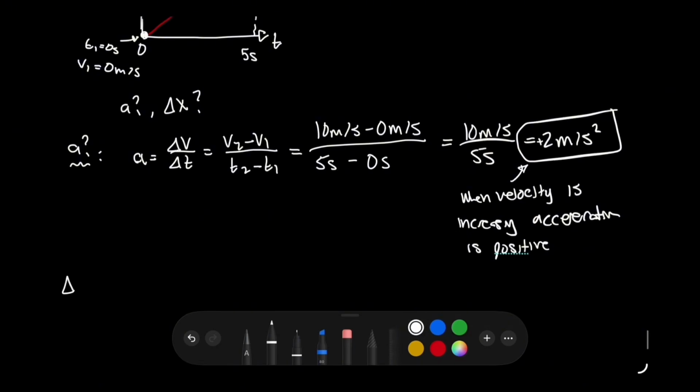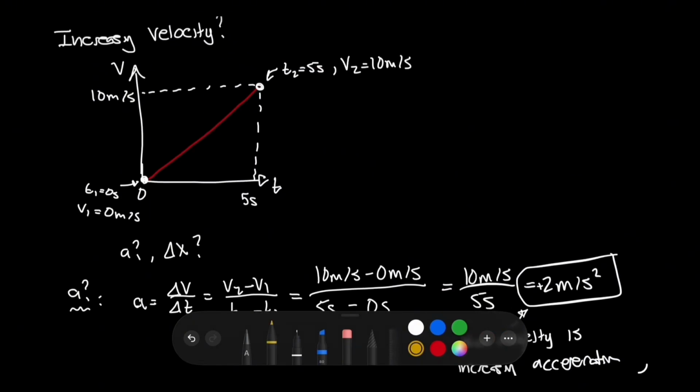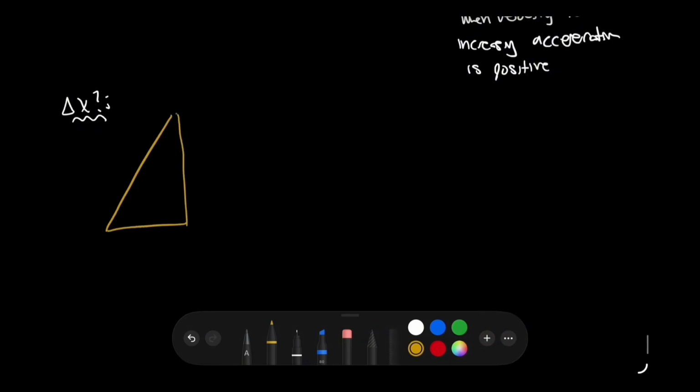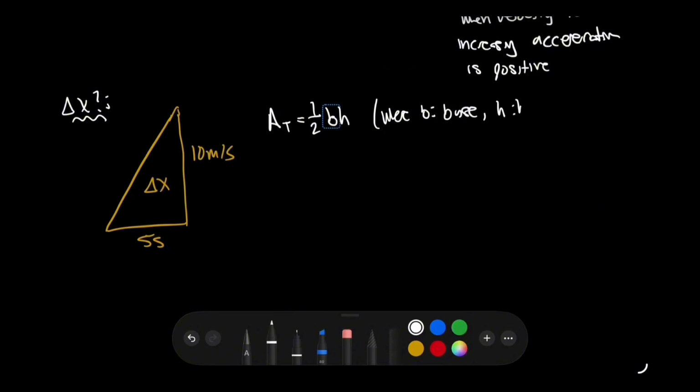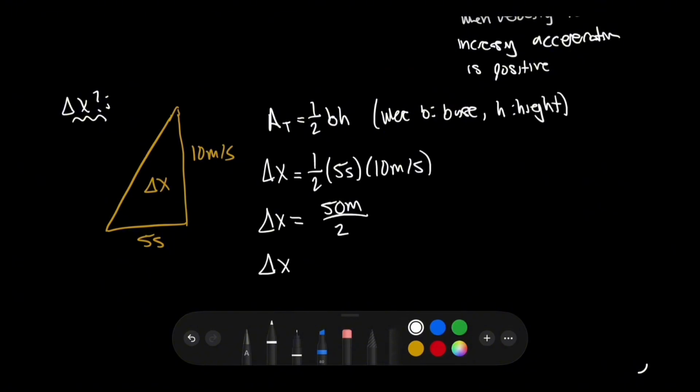And what about the displacement? If you remember, displacement is equal to the area under the curve, so it's going to be this area here, represented by this triangle. With our side length here, it's going to be 10 meters per second, and then the time interval is 5 seconds, so we can draw out this triangle here, and then we can apply the simple area of a triangle equation, and if we plug in our two values for the base and the height, and do some simple computations, we get that the displacement is equal to 25 meters. So when the velocity is increasing, the displacement is going to be a positive value.